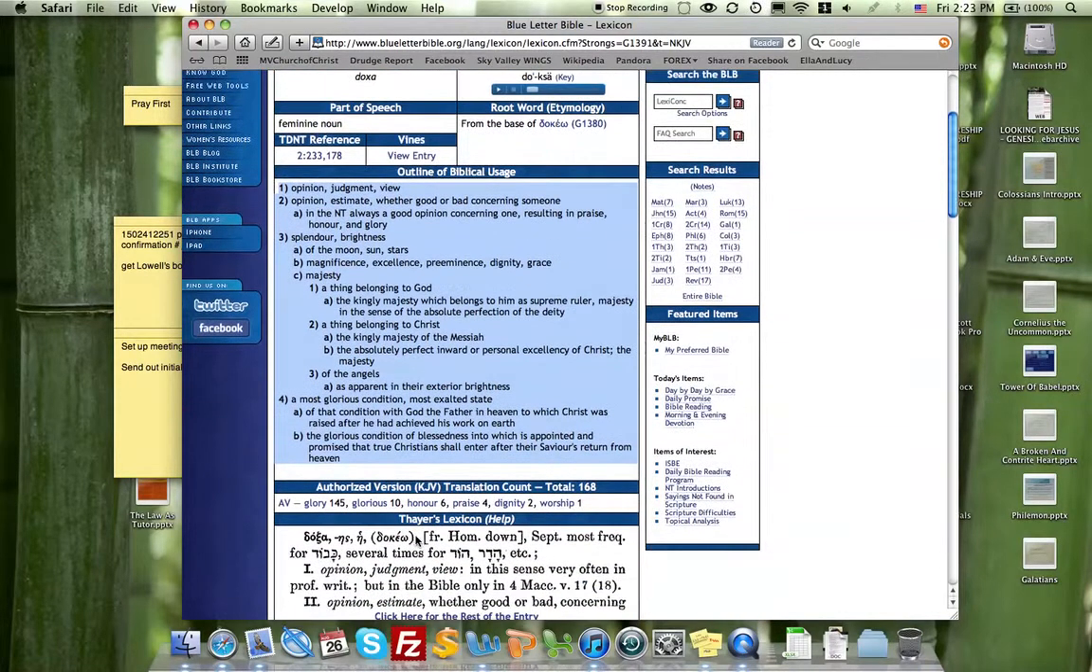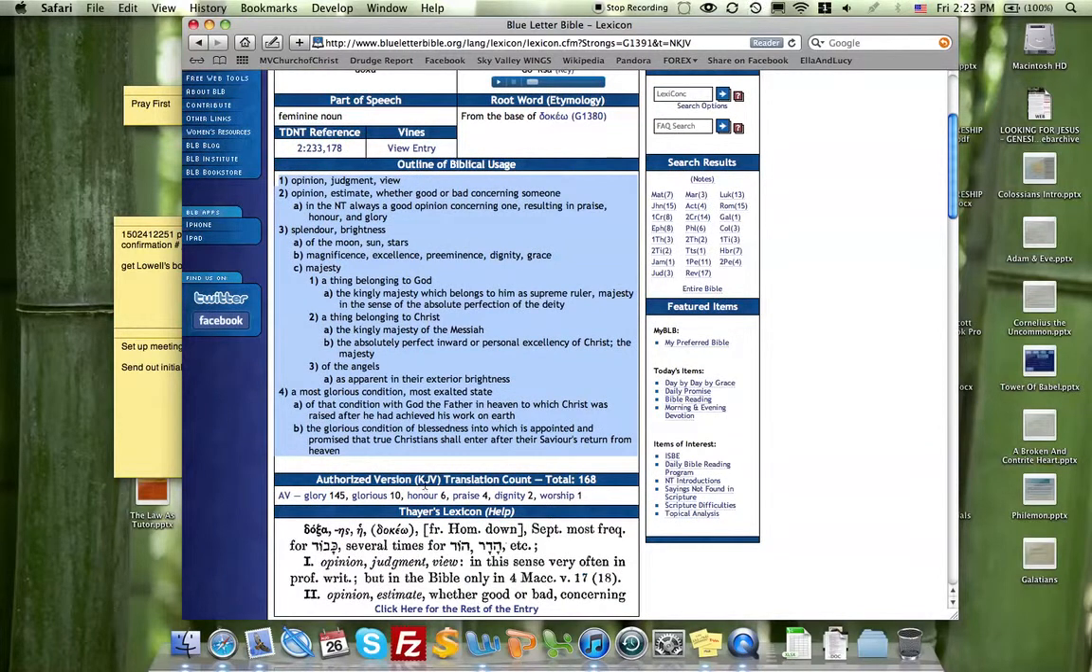And another kind of cool thing is down below it says Authorized Version King James translation count, meaning the number of times this word is used in the King James Version is 168. And the other thing that's interesting is if you look below here, it'll tell you how many times it's translated glory. So here's this Greek word doxa, and it's translated glory 145 times, glorious 10, honor 6, praise 4, dignity 2 times, and worship 1. So that also helps us to have a better understanding of it.